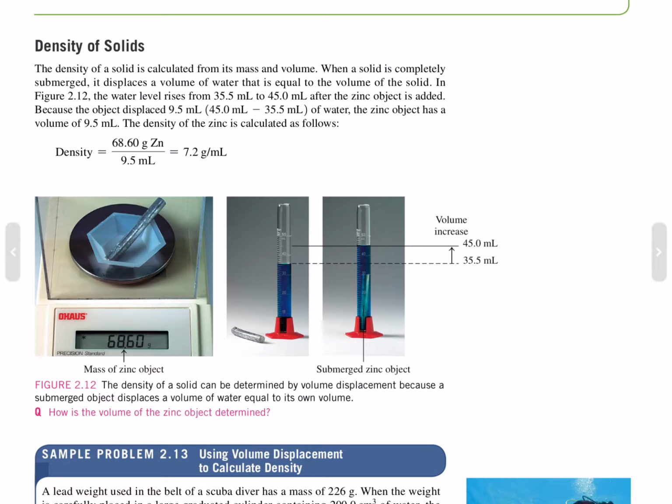Because the object displaces 9.5 milliliters, which is 45 minus 35.5, of water, the object has a volume of 9.5 milliliters. The density of the zinc is calculated as follows: 68.60 grams, which is measured by weighing it, divided by the 9.5 milliliters of water that it displaced.